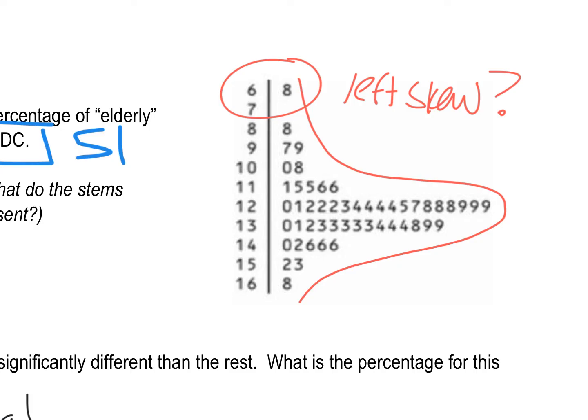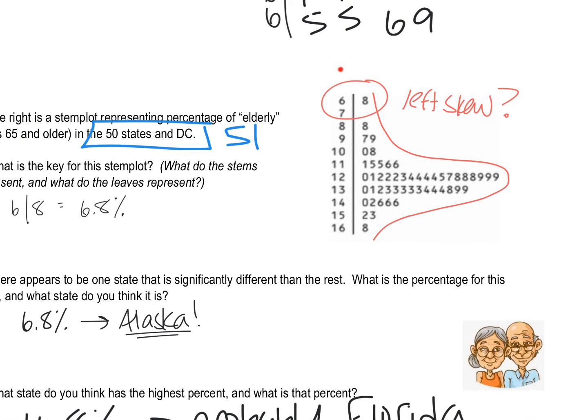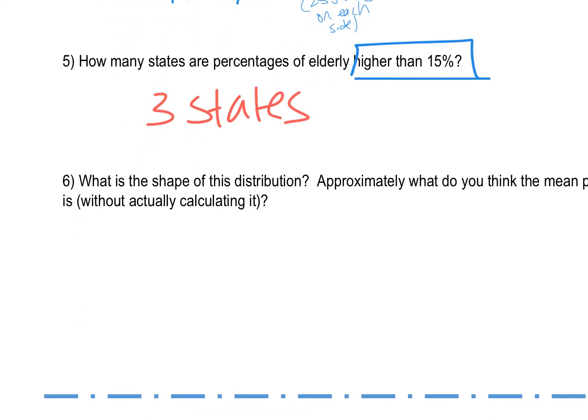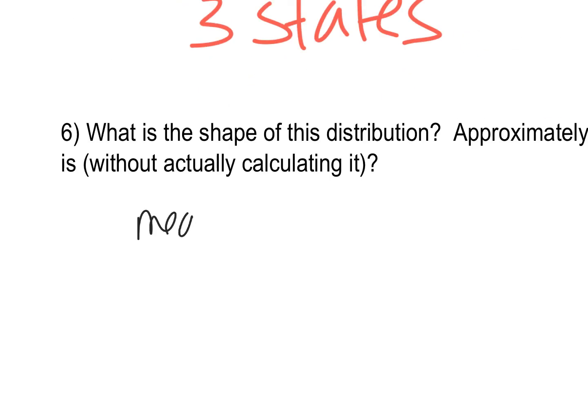So what I'm going to say is I think the mean is probably pretty close to the median, but this 6.8 might be decreasing the average a tiny bit. So my guess is, without having to actually calculate this, which I could if I needed to, but for 51 numbers, that would suck a little bit. I think that the mean is probably a little bit smaller.